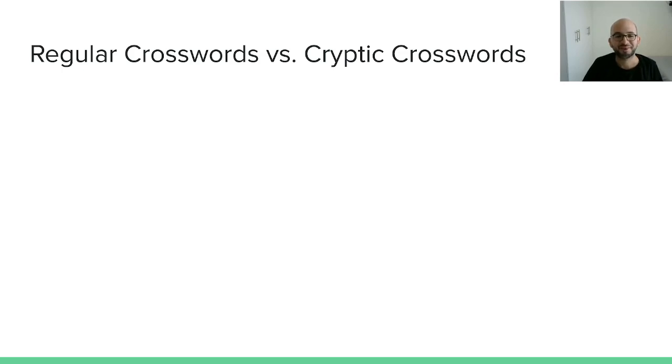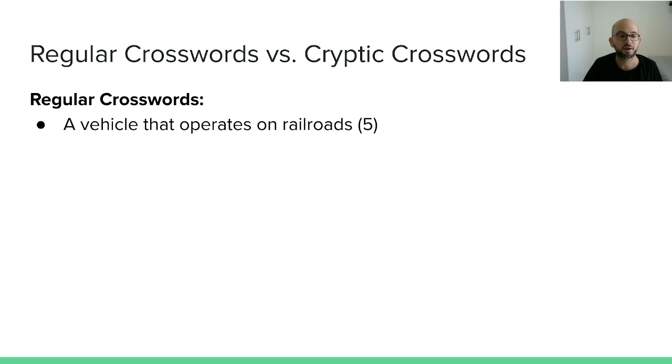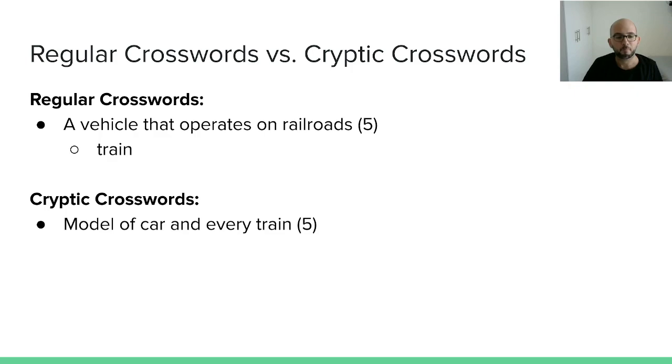Cryptic crosswords are different from the regular crosswords most of us are familiar with. For example, in regular crosswords we have clues like "a vehicle that operates on railroads, 5 letters." The answer to this clue is train. Cryptic crosswords are a bit more peculiar, let's say. They have clues like "model of car and every train." The answer to this clue is teach.